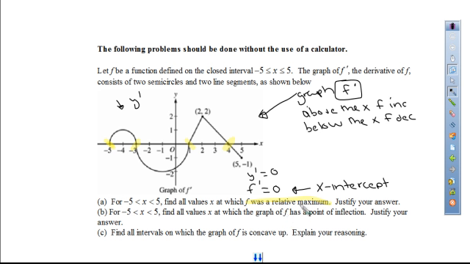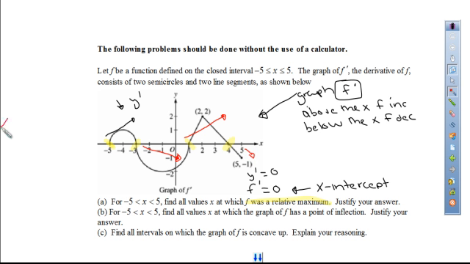So where is my relative maximum? Notice that I'm going above the x-axis here, so my function is increasing here. Notice that from -3 to 1, it is below the x-axis, so my original function is decreasing in this interval. From -1 to 4, I'm above, so I'm increasing. And from 4 to 5, I'm below, so I'm decreasing.